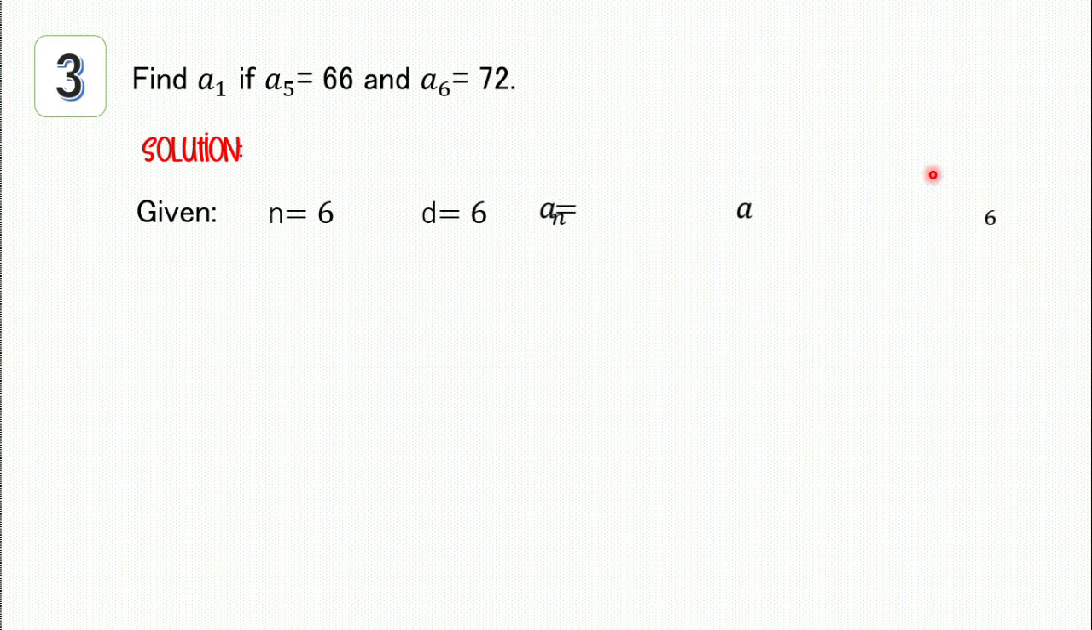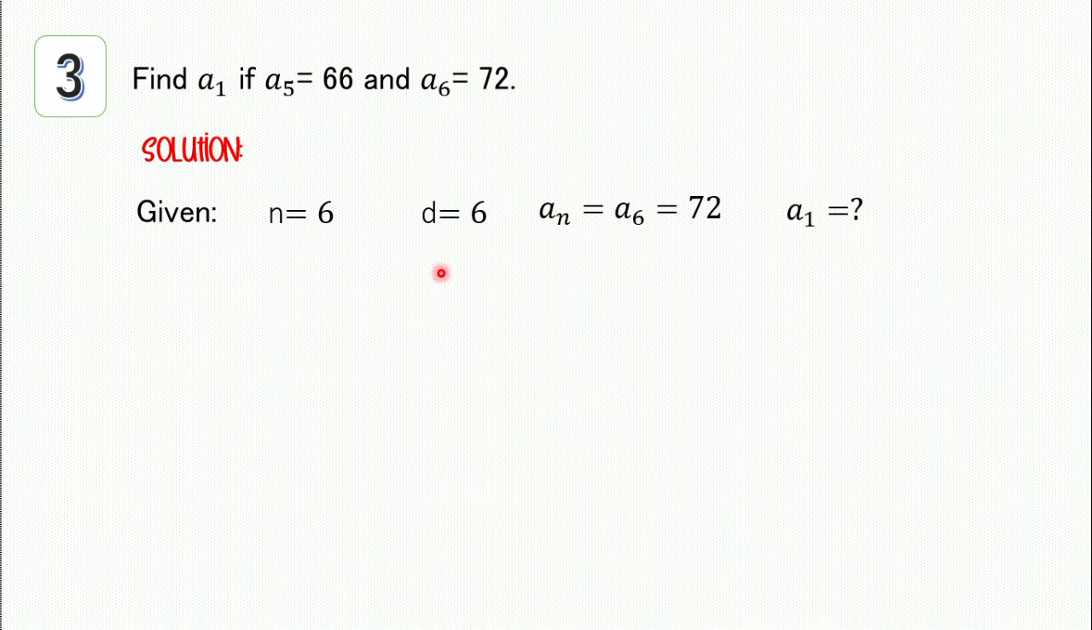Una is yung n. Yung n is 6. Why 6? Because yung last term natin is a sub 6, meaning there are only 6 terms. Tapos yung d naman, or yung common difference nila, is 6. How were we able to get 6? Because a sub 5 and a sub 6 are consecutive terms. Subtract lang natin yung 72 minus 66, and that is 6. Tapos yung a sub n, or the last term, is your a sub 6, which is 72. And we're going to find the value of a sub 1.